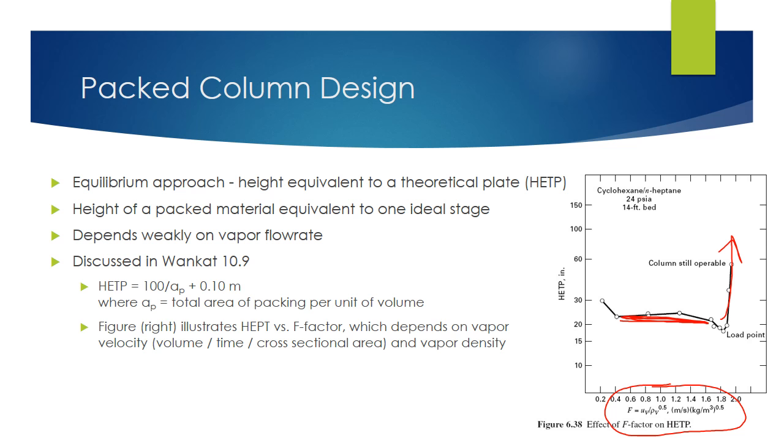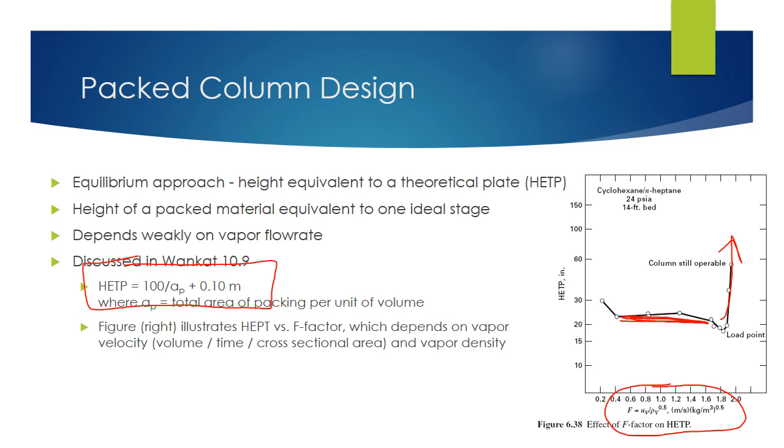If you need to determine what it is, there are two approaches. One is to use this correlation, which is from Wankat. It's basically saying that the height equivalent to a theoretical plate in units of meters is 100 divided by A sub P to the 1.5 plus 0.1 meter. A sub P is the total area of packing per unit of volume. So that's a parameter that you can't calculate yourself. You have to be told what it is, and a lot of times manufacturers will tell you that in the spec sheet for the packing material.